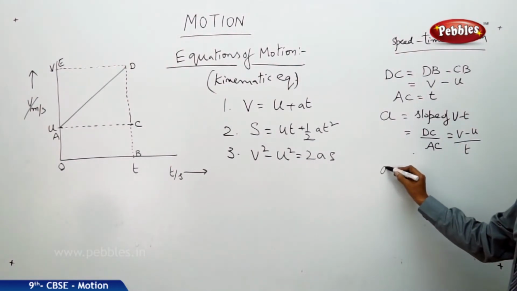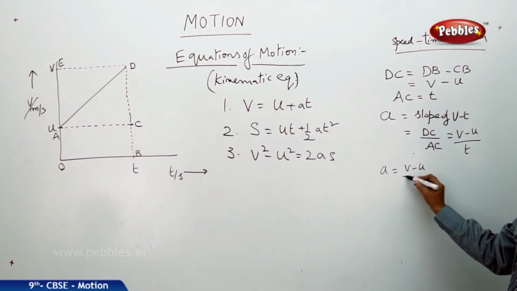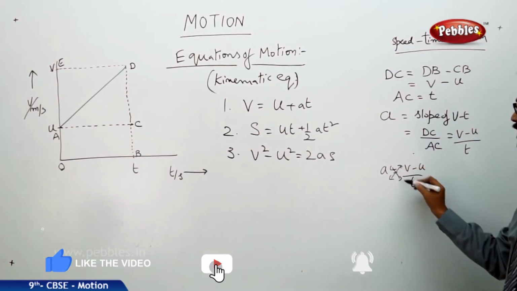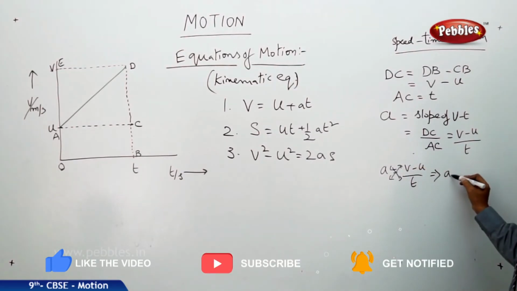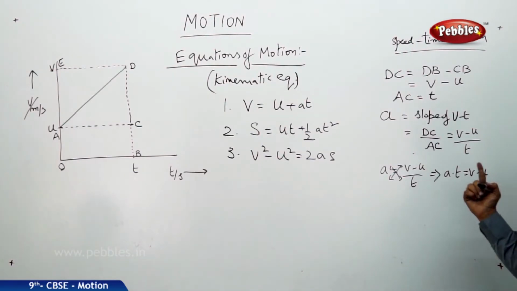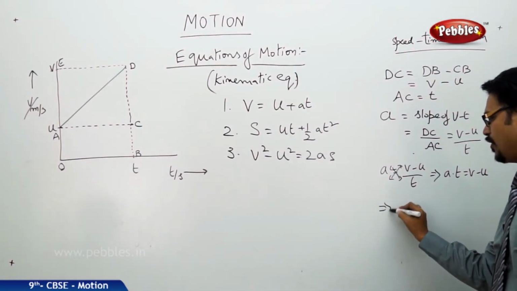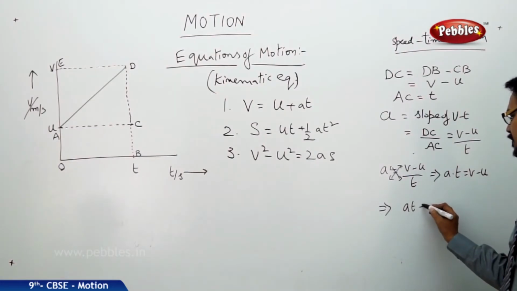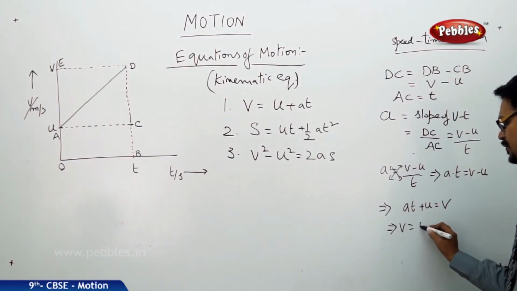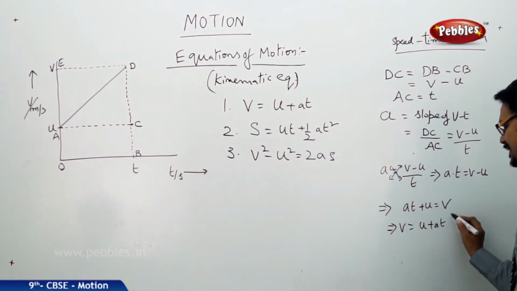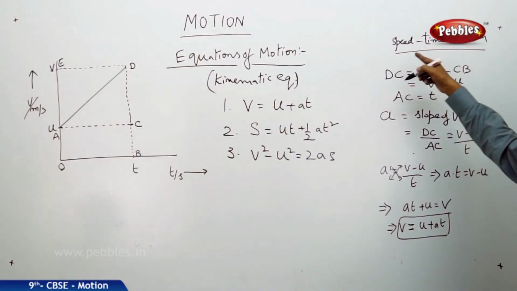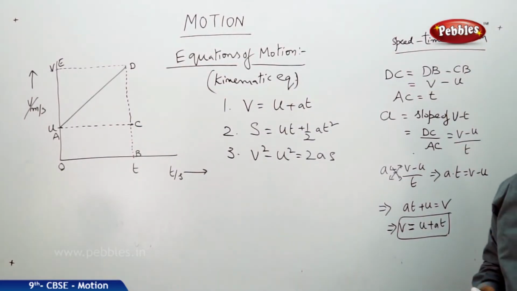So what we got? A equals (V minus U) by T. Now do the cross multiplication. Then what are you getting? A into T equal to V minus U. Take U to the left hand side. So at last you got AT plus U equal to V, which implies V equals U plus AT. This is what is called the velocity-time or speed-time relation.